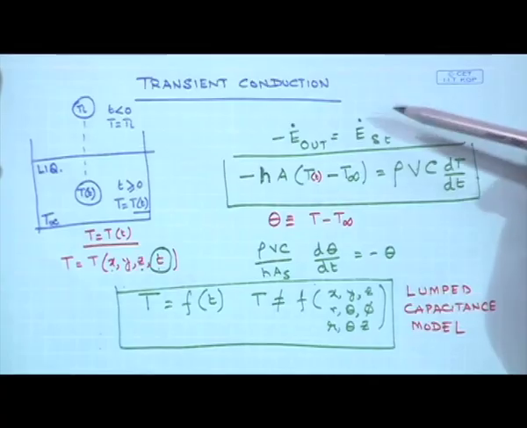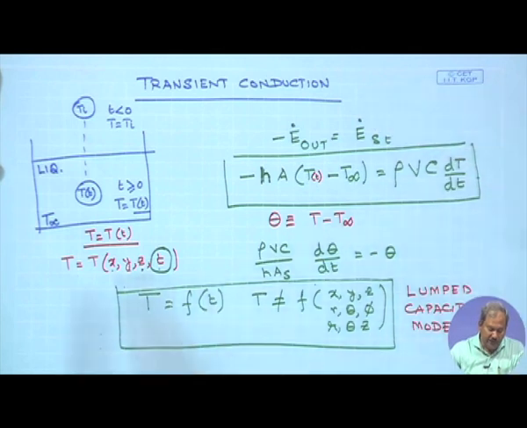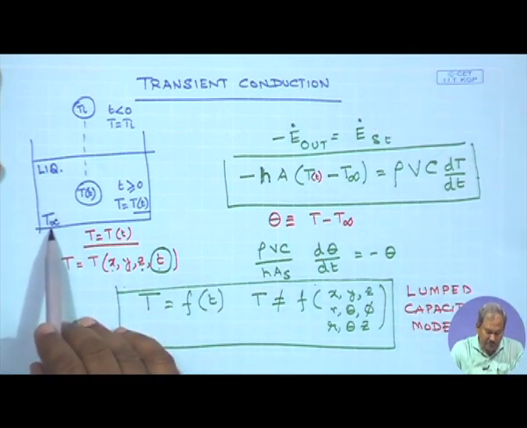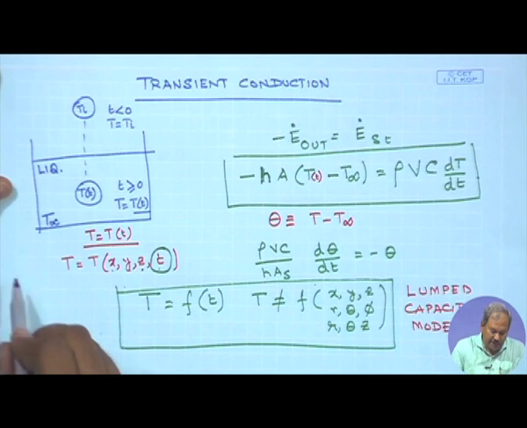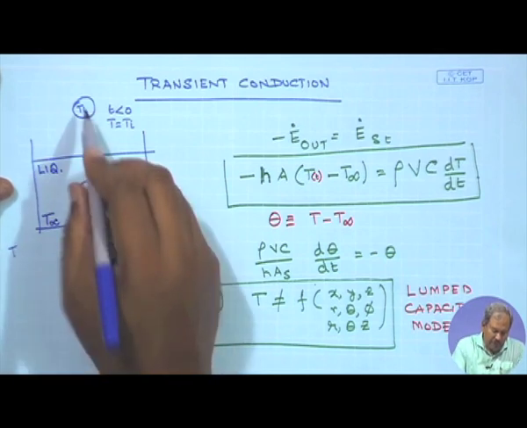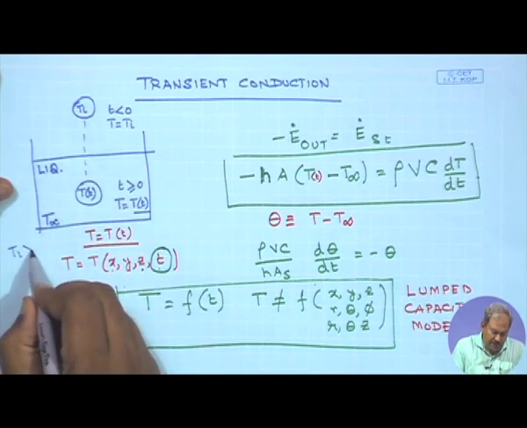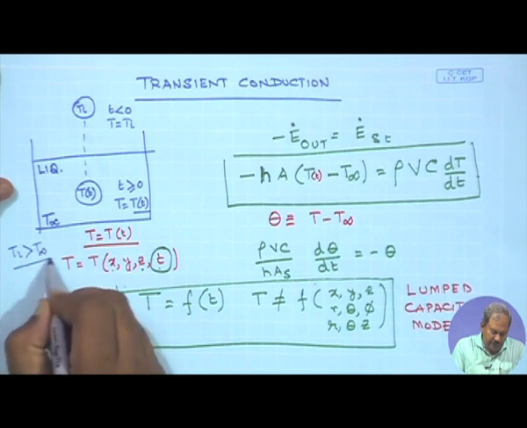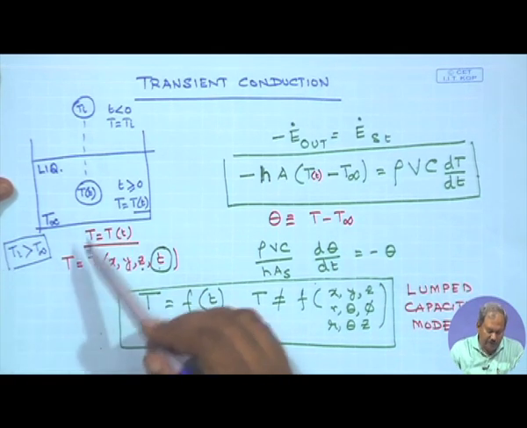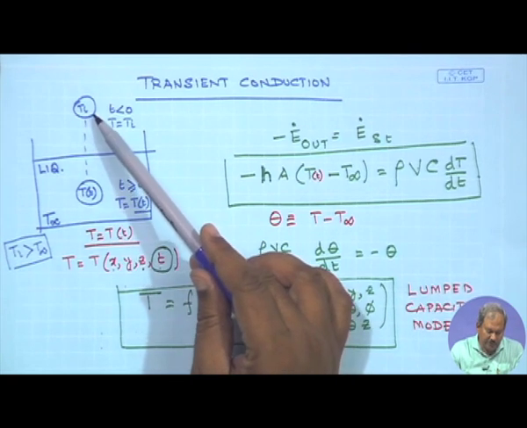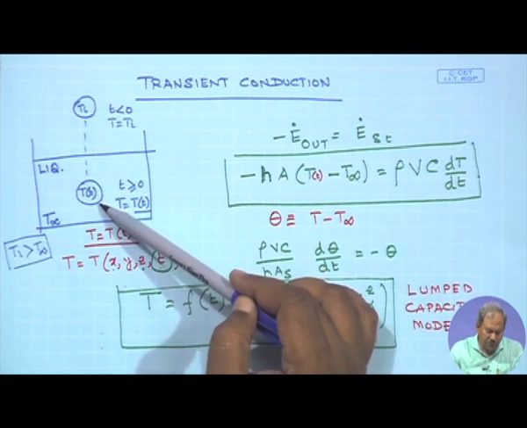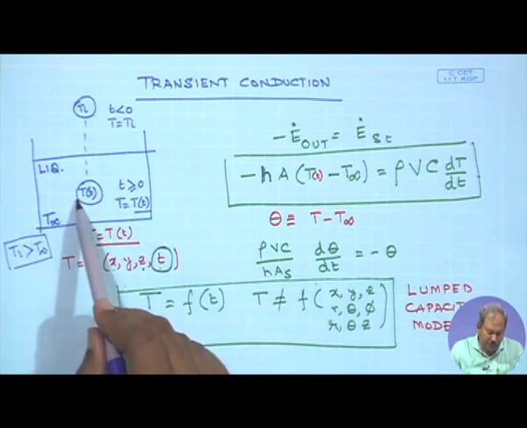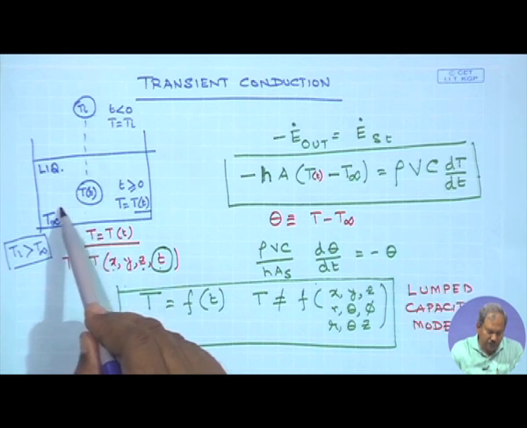So, here we have the case of a transient conduction in which there is a liquid whose temperature is T infinity, and the initial temperature of the object, Ti, is greater than T infinity. So, this is essentially a quenching process in which the temperature of the object would reduce with time because of convective heat transfer from the walls of the solid to the liquid.